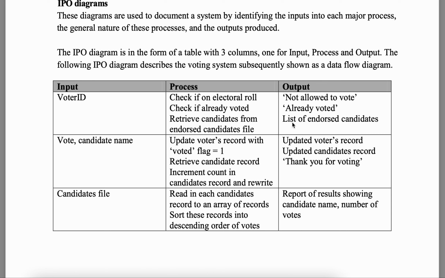To be honest, if I was drawing this out, I would probably have done 1, 2, and 3 on separate lines. That's just me. So you could have had voter ID, check if on electoral roll, output not allowed to vote. Next line in the table, check if already voted. Third line in the table, retrieve candidates from file, list of endorsed candidates. It's up to you, as long as this output here marries up with the relevant process, okay?